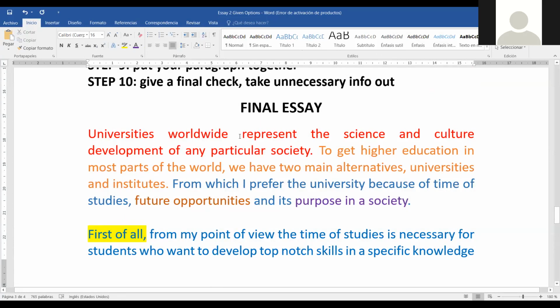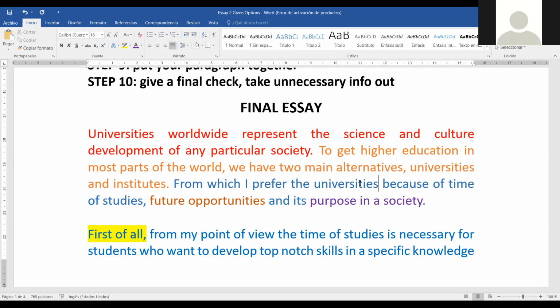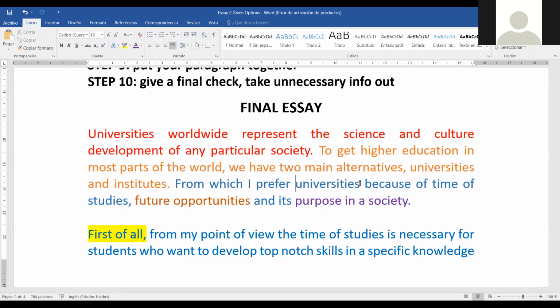So I'm going to read it. Universities worldwide represent the science and culture development of any particular society. To get higher education in most parts of the world, we have two main alternatives, universities and institutes, from which I prefer the university because, I think I prefer, because I am talking here in plural, so I think I should change this one. I prefer universities because of time, science, future opportunities, and their purpose in society.